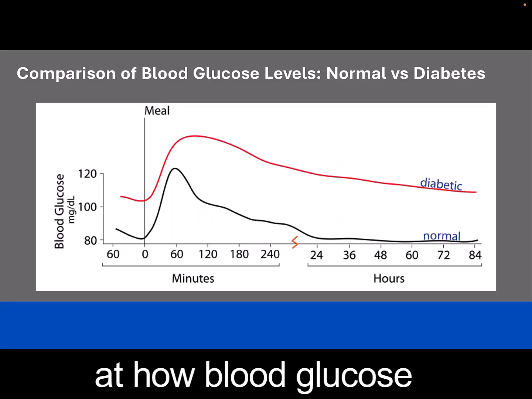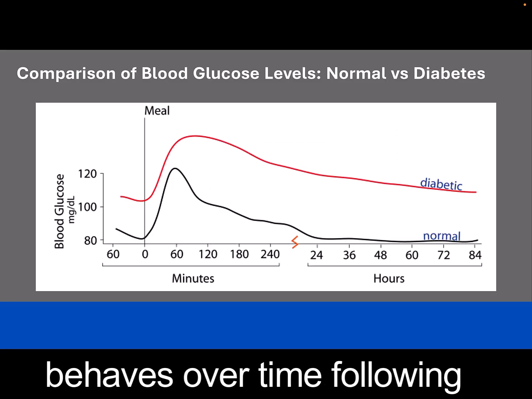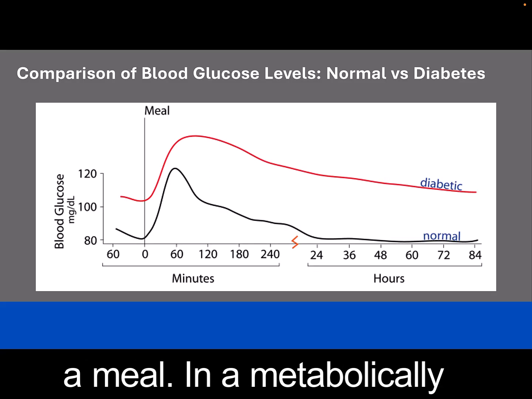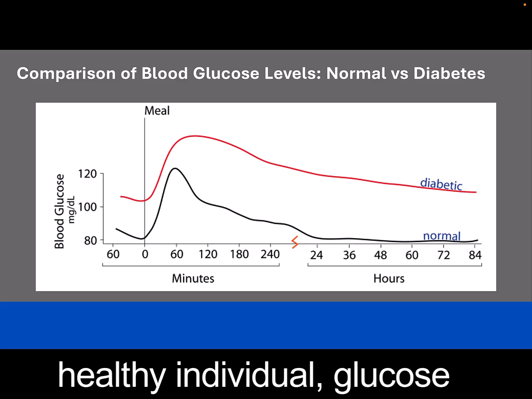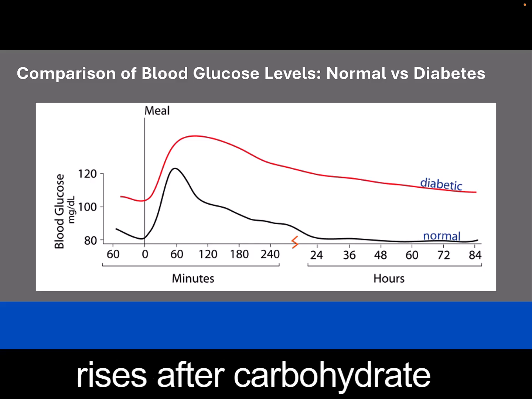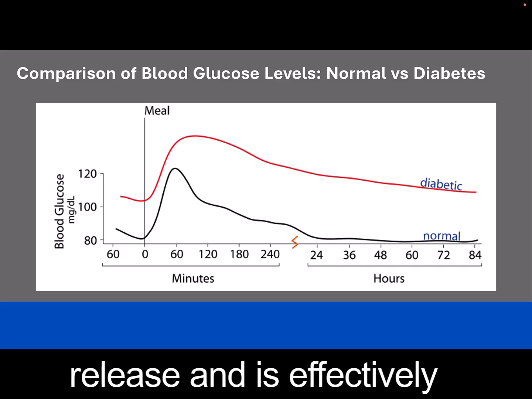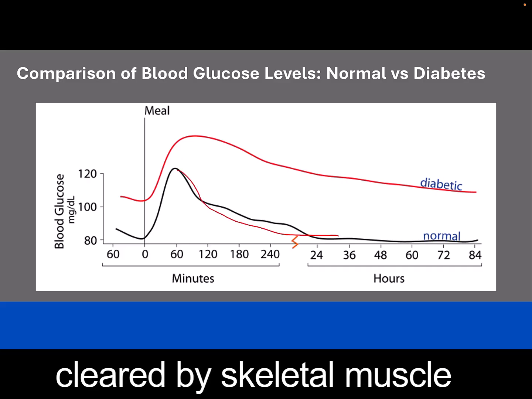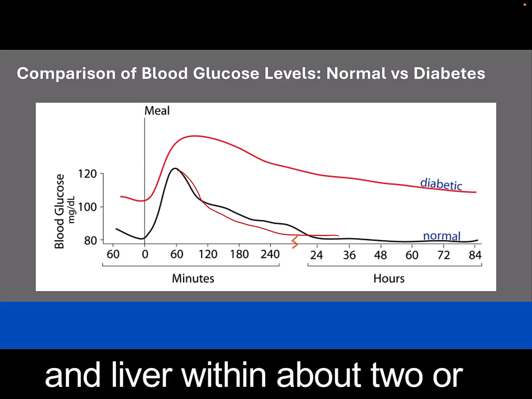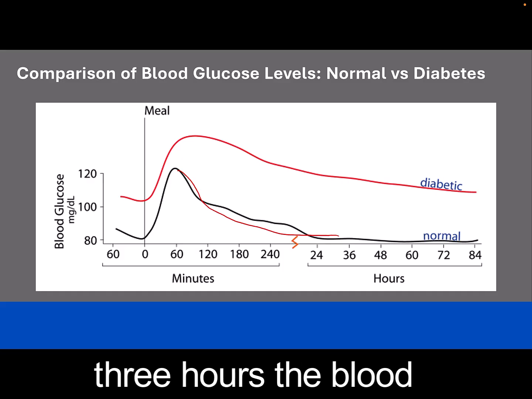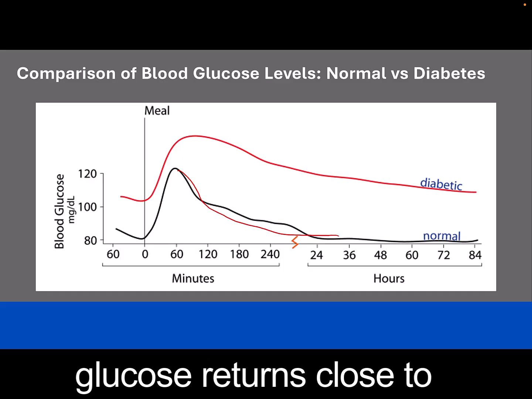Let's look at how blood glucose behaves over time following a meal. In a metabolically healthy individual, glucose rises after carbohydrate ingestion, stimulates insulin release, and is effectively cleared by skeletal muscle and liver. Within about 2 or 3 hours, the blood glucose returns close to baseline.